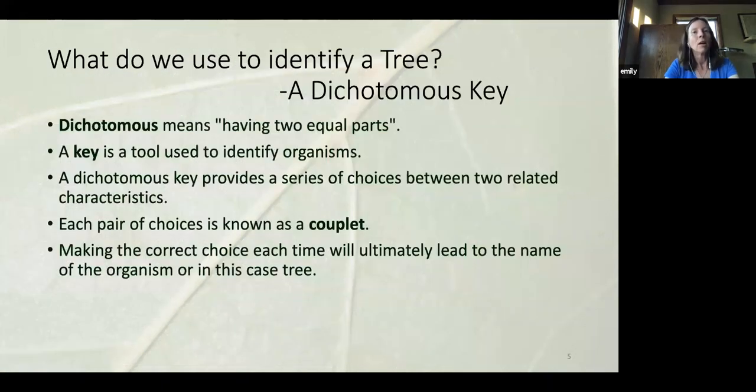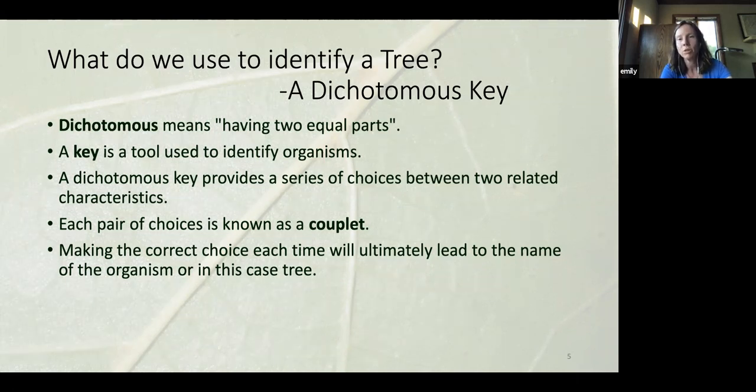Okay. Why do we use a dichotomous key to identify trees? Dichotomous means having two equal parts. So the key is a tool used to identify organisms, and it can be used for any organisms, or even how to, I think sometimes we use them for decisions with flowcharts. The dichotomous key provides a series of choices.